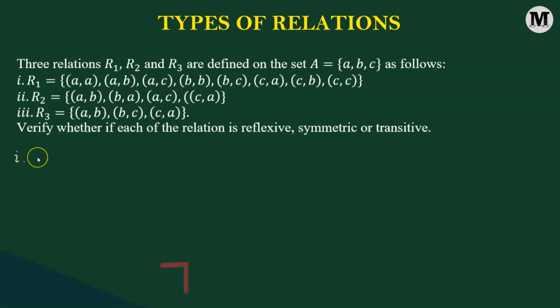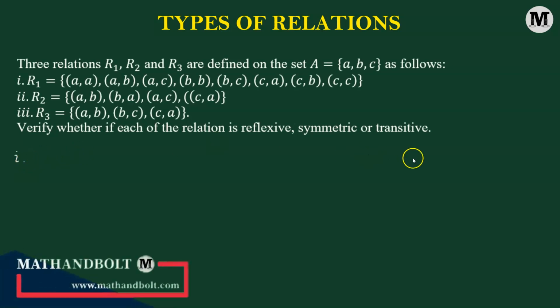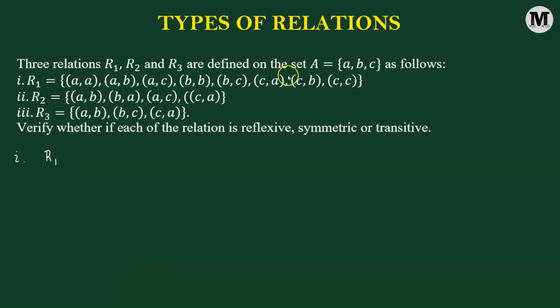So here, let's try to understand the problem before going to the first one. We have the relation R1, and R1 is defined on the set A. The moment we say that R1 is defined on the set A, this simply means that R1 is going to be a subset of the Cartesian product of A with itself. That is the meaning when we say that a relation is defined on some set.